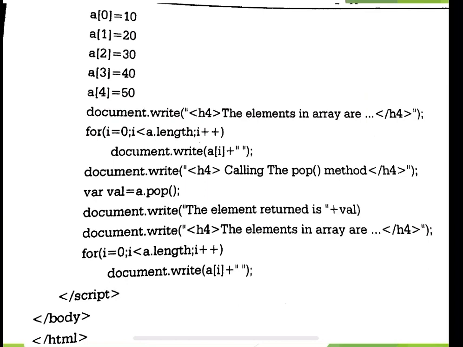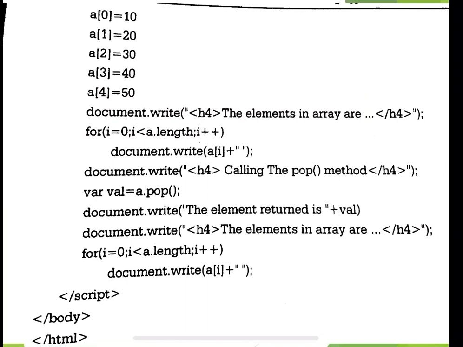So we will display the old array, that is your initial created array, 10 to 50 will be printed, document.write a[i] plus the space. Separated by a space, it will print 10 to 50. Then document.write, calling the pop method, close H4. So now we will call the pop method. So var val, in val the output will be stored, is equal to a.pop(). What will a.pop() do? It will remove the last element from the array, that is a[4] is equal to 50 will be removed from the array.